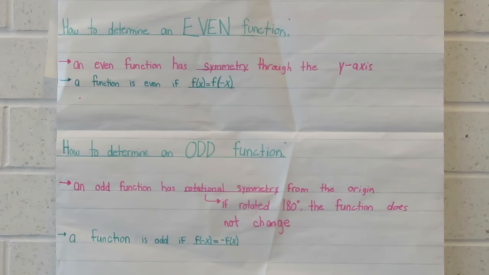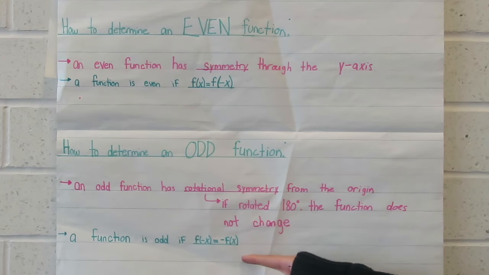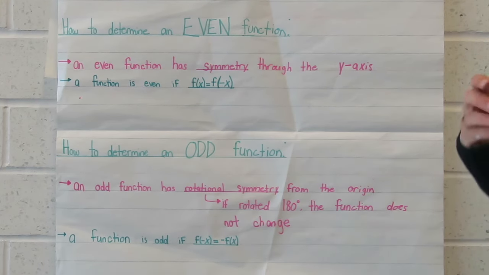Determine if a function is odd. Graphically, we're going to see if there's rotational symmetry from the origin. That means if the function is rotated 180 degrees, the function should not change. To check algebraically, we're going to use the statement f of negative x is equal to negative f of x. Let me show you an example.